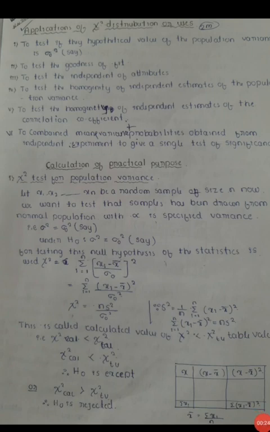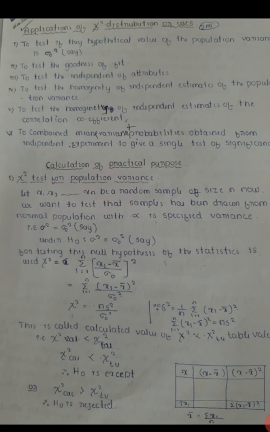Second, to test the goodness of fit. Third, to test the independence of attributes. Fourth, to test the homogeneity of independent estimates of the population variance. Fifth, to test the homogeneity of independent estimates of the correlation coefficient.